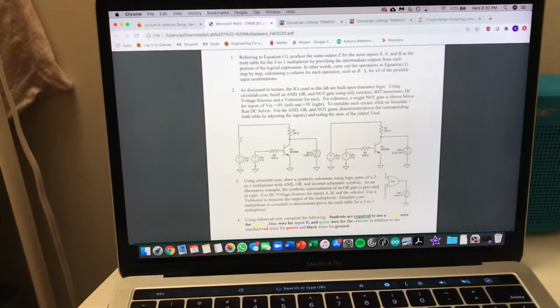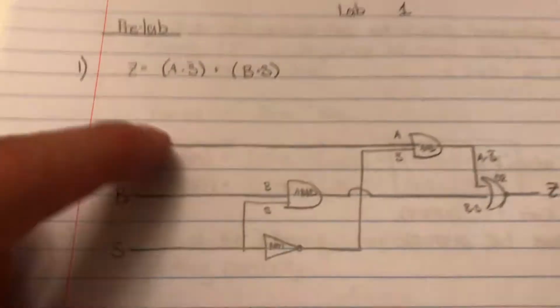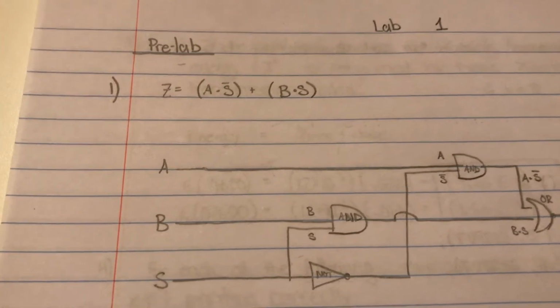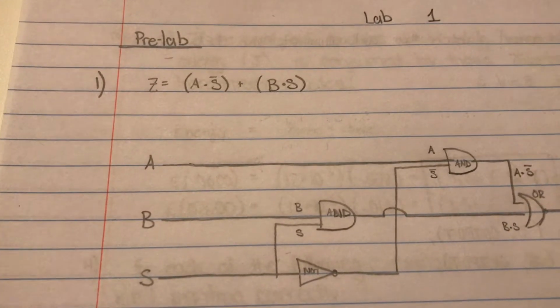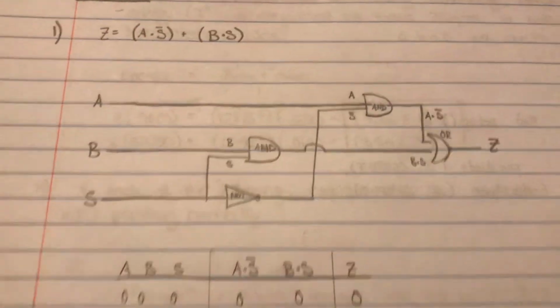Hi everybody, so for the first section of this Lab 1, we're just going to run through the pre-lab real quick. We see that the statement we should be getting for the output of the 2-to-1 multiplexer is A S naught or B S. I drew the circuit here.